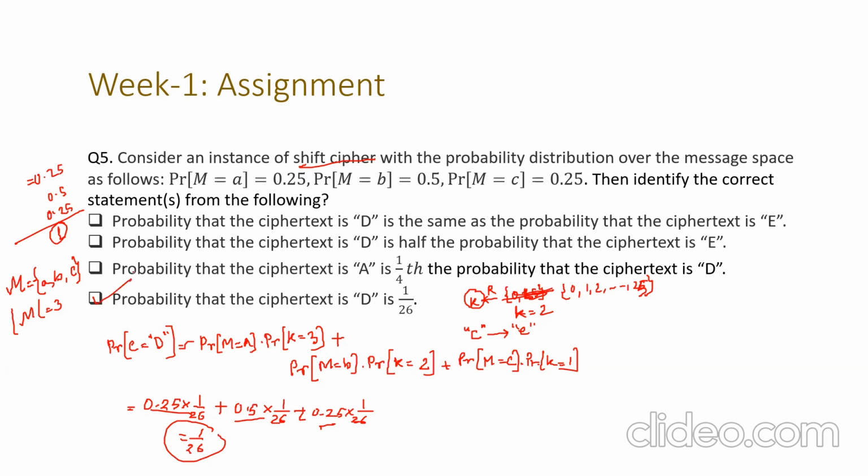This is a correct option. The option saying the probability that the ciphertext is A is 1/4 the probability that the ciphertext is D is wrong. Clearly you can see that the probability that the ciphertext is A will also have the exact same probability, 1 by 26. So it is not 1 by 4th of the probability that the ciphertext is D. So this is wrong. The option saying the probability that the ciphertext is D is half the probability that the ciphertext is E is wrong for the same reason. The first option says the probability that the ciphertext is D is the same as the probability that the ciphertext is E. So this is correct. So clearly the first and fourth options are the correct ones. Okay. Proceeding to the next question.